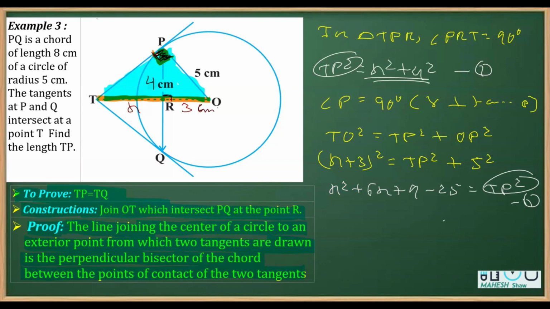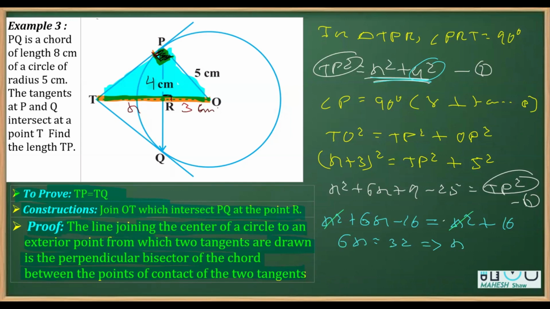The equation 1 and 2, I can write x squared plus 6x plus 9 minus 25, which is minus 16, is equal to this. And what is this? This is x squared plus 4 square, which is 16. We know that opposite sides, same sign get cancelled. So we can cancel this. On further simplification, 6x is equal to, transposing this 16 to the other side, 16 plus 16, that is 32.